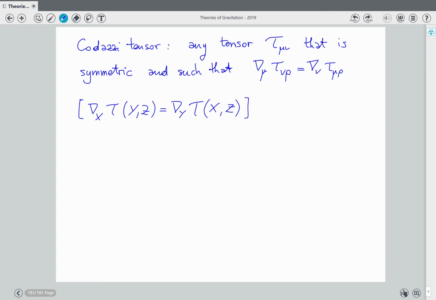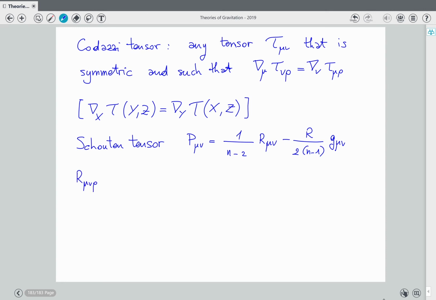Then there is another tensor, the Schouten tensor, which is P mu nu, defined this way. n is the dimension, minus R divided by 2 (n minus 1) g mu nu. The Schouten tensor is to some extent useful because you can write the Riemann tensor more simply in terms of the Weyl tensor and the Schouten tensor instead of listing all the subtractions of traces.